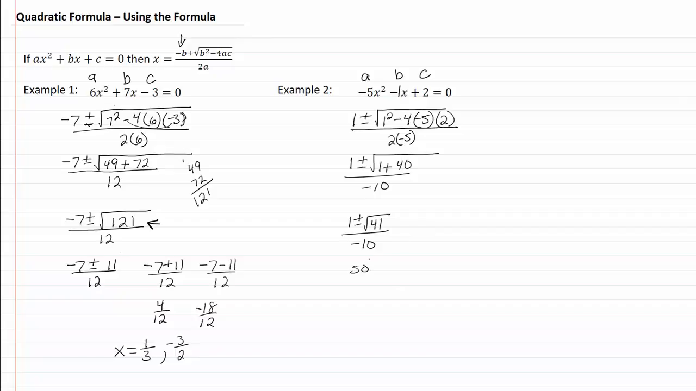If you're asked to give your answer in solution set, that means you would answer it as 1 plus the square root of 41 over negative 10, or 1 minus the square root of 41 over negative 10.